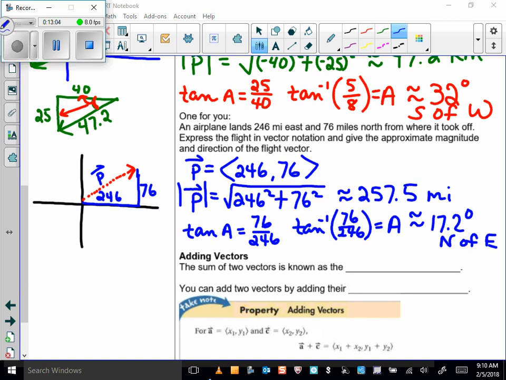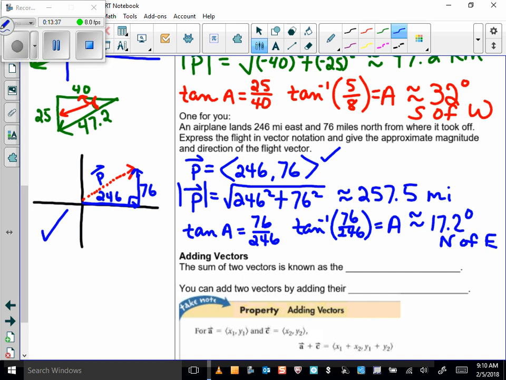All right, so of course we always want to draw ourselves a sketch so we can see what's going on. Our plane lands 246 miles east and 76 miles north of where it took off. So we sketch that in. You see I drew my 246 east, my 76 north, which makes my vector for the plane the hypotenuse of that right triangle. Once again, always going to be the case. And so here's my vector notation. Since I'm going east and north, both of my components are going to be positive.